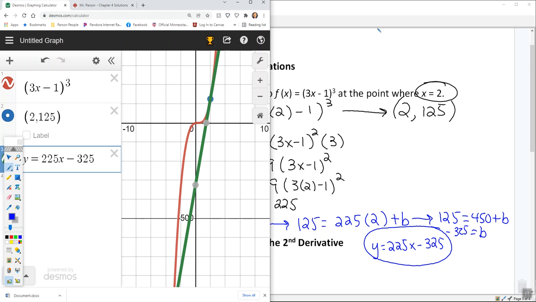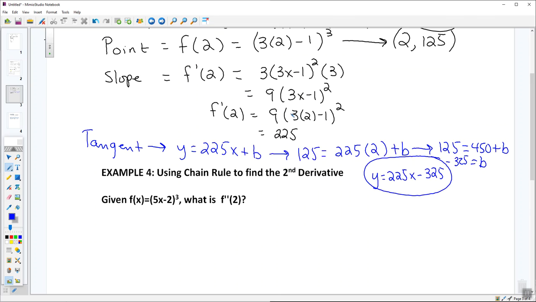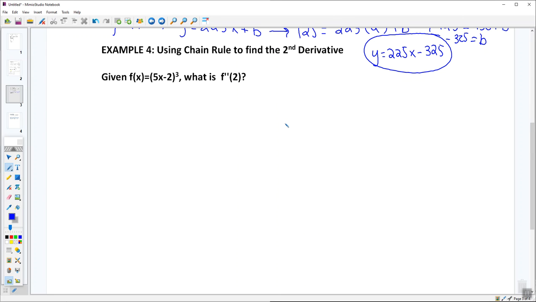Outside derivative times inside derivative. Okay, let's take a look at some more here. I don't know, maybe I can try and confuse you some more. Example 4 says, oh my gosh, using the chain rule not to find just the first derivative, but that darn second derivative. What's the second derivative tell you again? Acceleration if it was relative to position, absolutely. Concave up or concave down. You bet. Good, guys. Well, I can't find the second derivative unless I find the what? First. Better find the first.